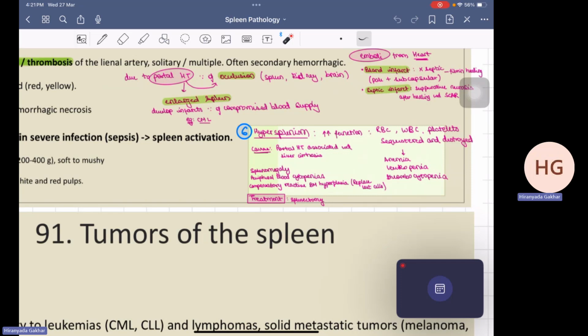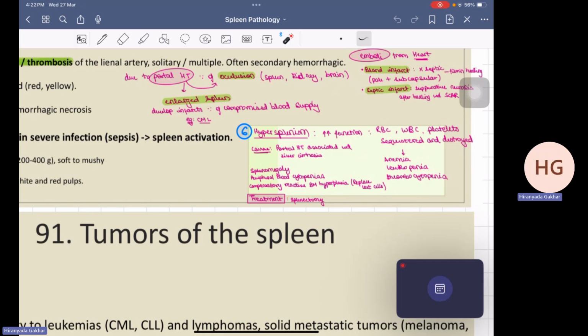As we discussed before, the function of the spleen is to sequester and destroy the blood elements. So if there is an increased function, that means RBCs, WBCs and platelets all are getting sequestered and destroyed. If this function happens excessively or the spleen is in overdrive, then destruction of the RBCs will cause anemia in the patient, destruction of the WBCs will cause leukopenia in the patient, and destruction of platelets will cause thrombocytopenia in the patient.